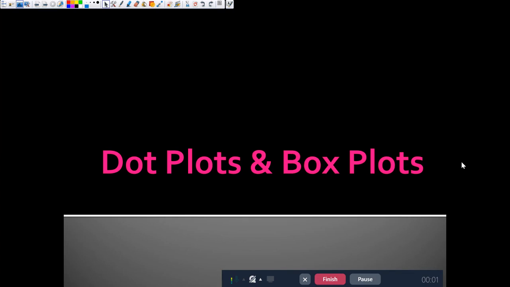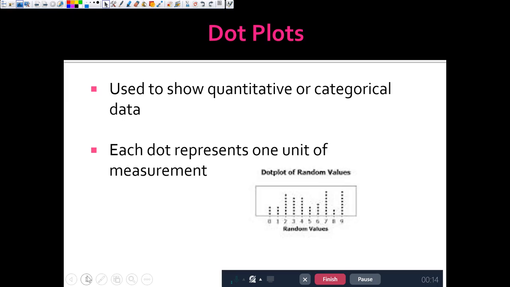Right, so dot and box plots. This might be a review for some of you, at least the dot plots and box plots. A dot plot can be used to show both quantitative and categorical data. Each dot represents one unit of measure.